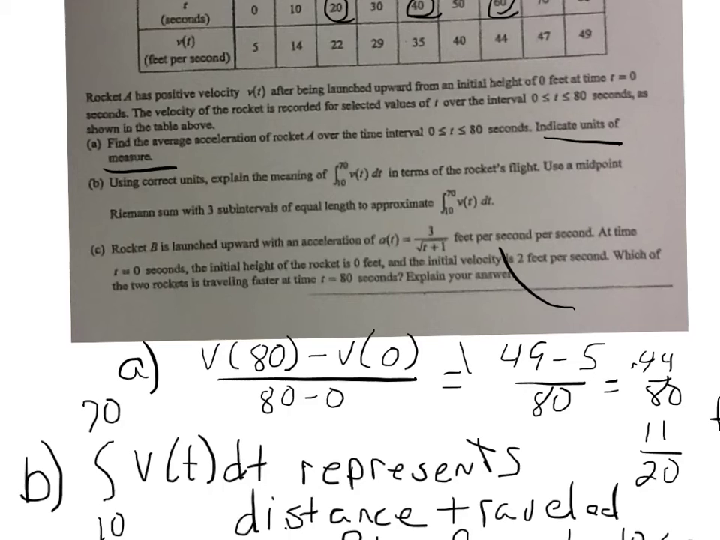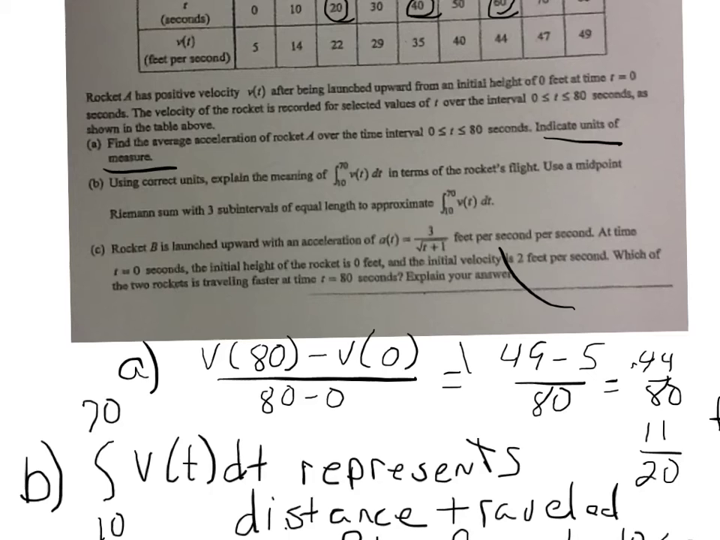William, read C for us. Rocket B is launched upwards at an acceleration of 3 over the square root of t plus 1 feet per second squared. At time t equals 0 seconds, the initial height of the rocket is 0 feet, and the initial velocity is 2 feet per second. Which of the 2 rockets is traveling faster at time t equals 80 seconds? Explain it. Okay, this is something you can do.